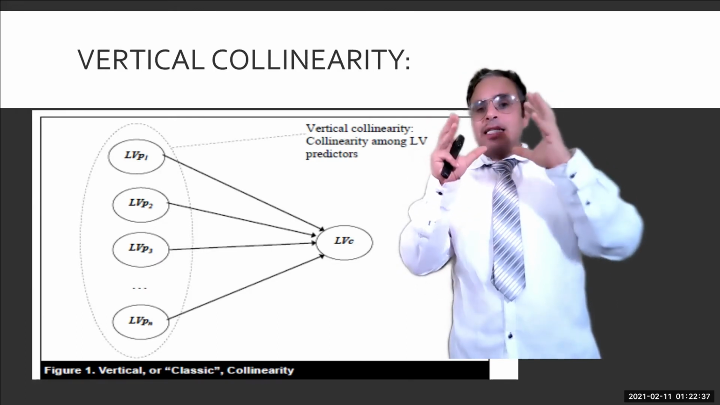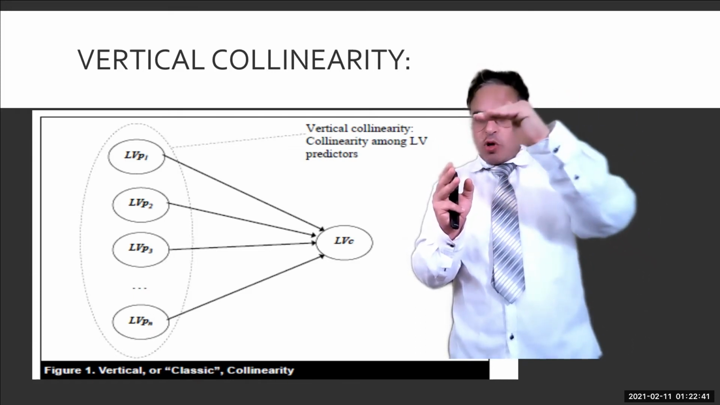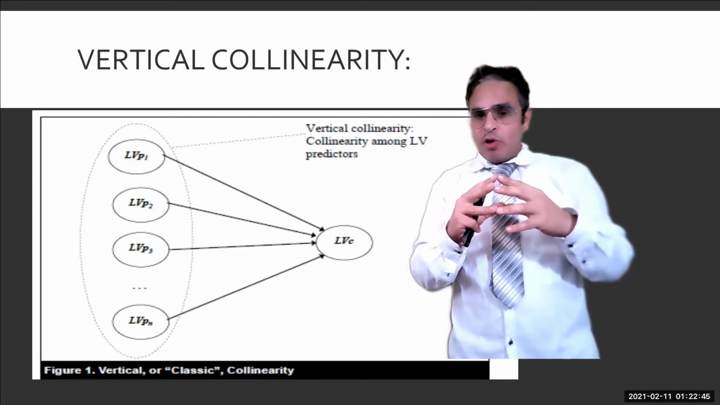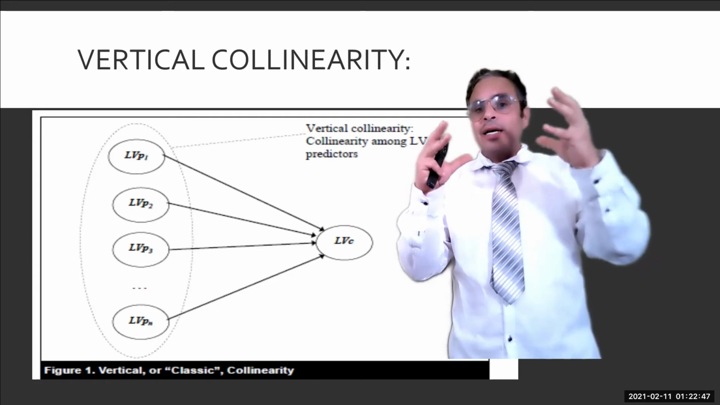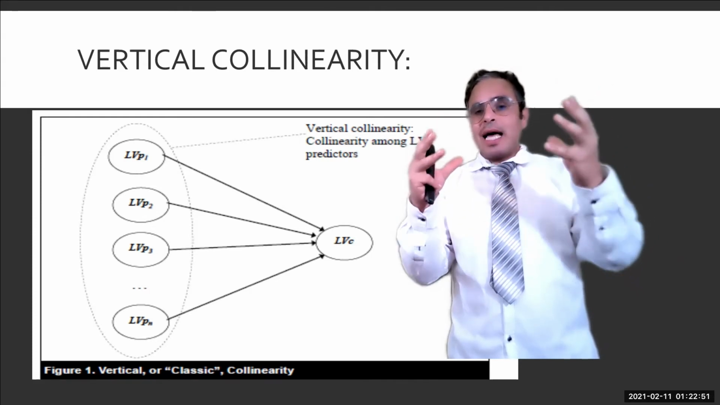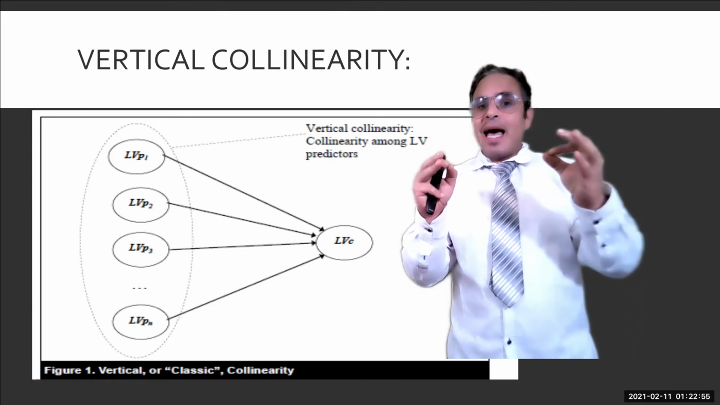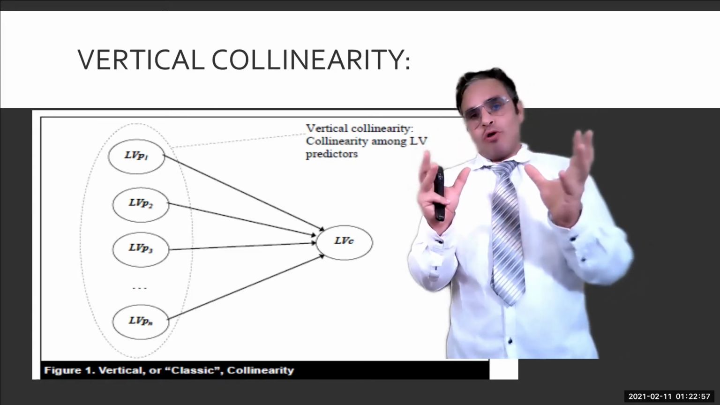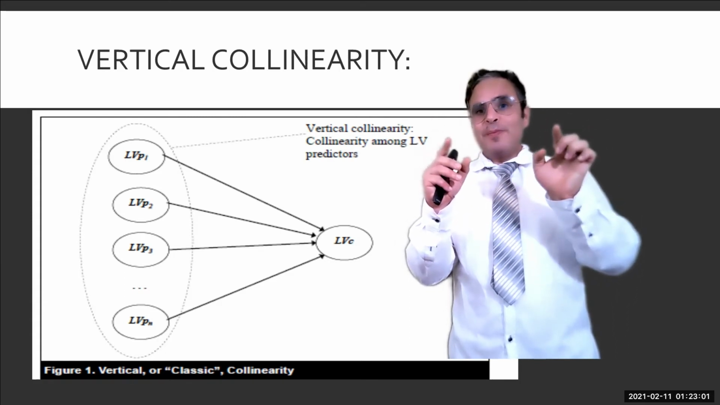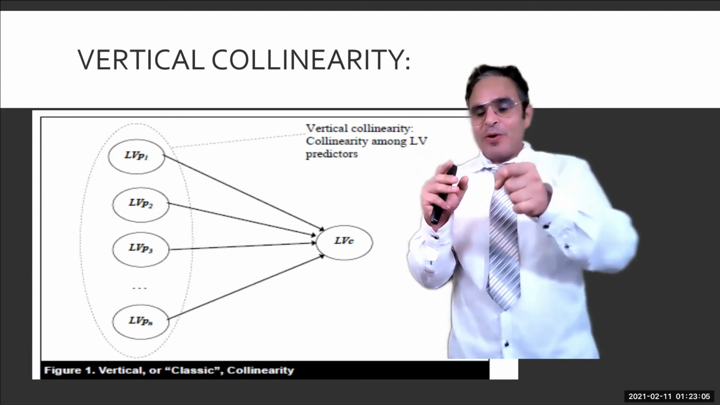Trust is the main construct, and the questionnaire items, those indicators, like the five indicators that we had in the model, are the questionnaire items. So trust, along with its questionnaire items, make the measurement model. And here, in this specific measurement model, we look for vertical collinearity, okay?